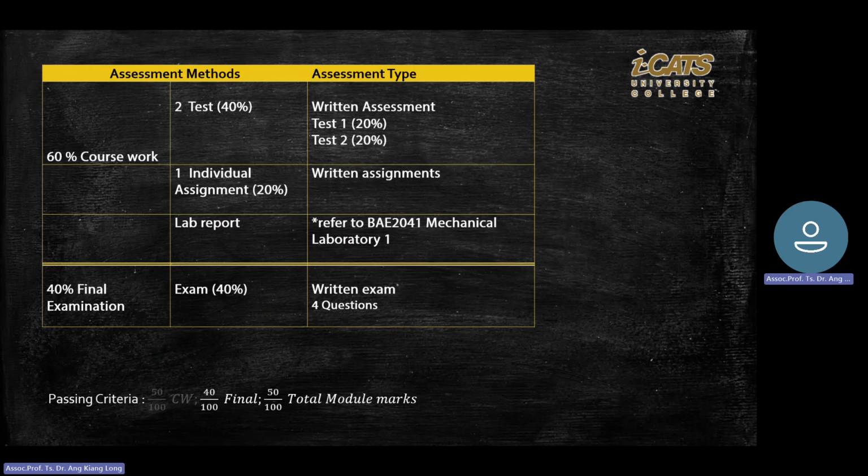Right? Now the lab report refers to mechanical lab 1. Right? So the marks won't be 4 in here. Right? Final exam will be 4 questions. It will link all the chapters together, right? So 4 questions, no choice. One question about 25 marks, right? So basically, there will be section A, B, and C.